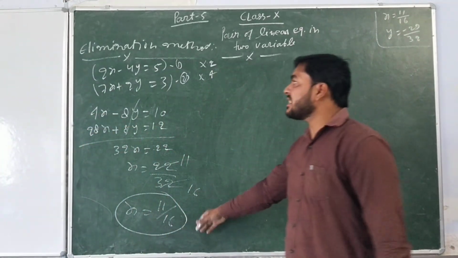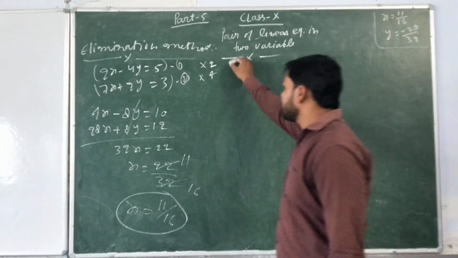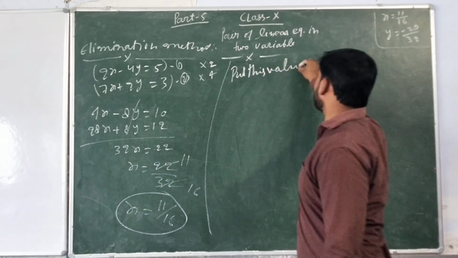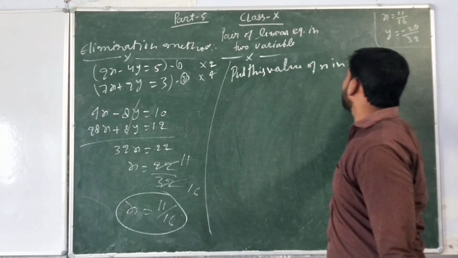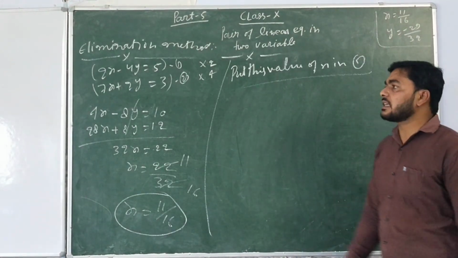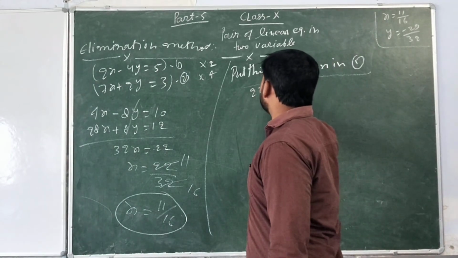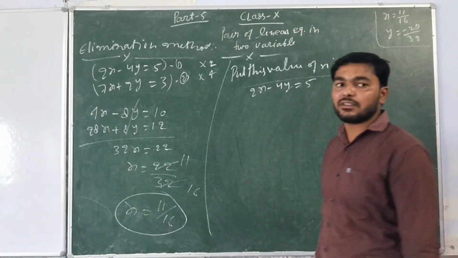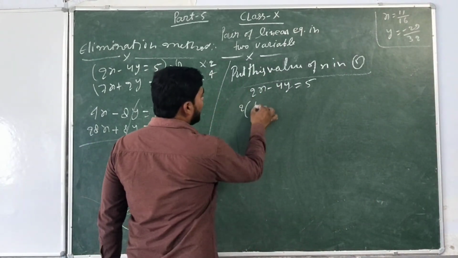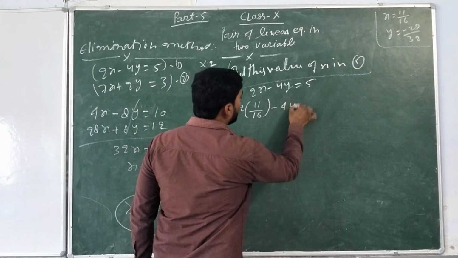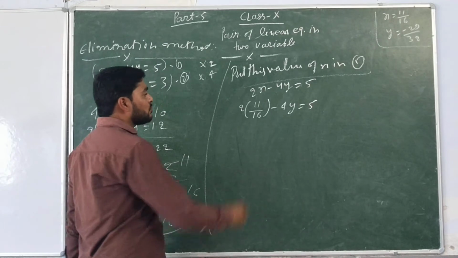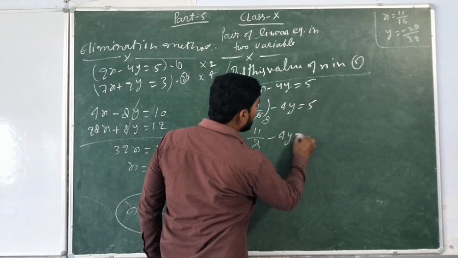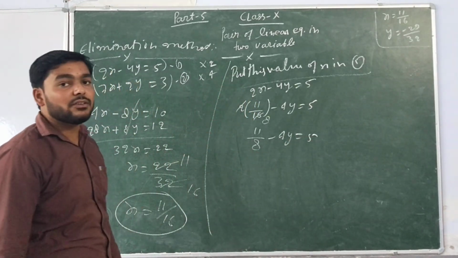Now put this value of x in any of the equations, first or second. Put this value of x in the first equation. The first equation is 2x minus 4y equal to 5. Now put this value of x in this equation, then you will get the value of y. The x value is 11 by 16: 2 times 11 by 16, minus 4y equal to 5. Solve it: 2 8s are 16. 11 by 8 minus 4y equal to 5. From here you will get the value of y.